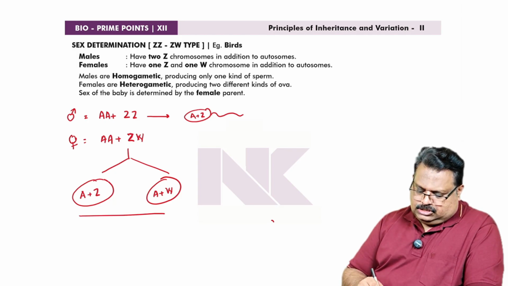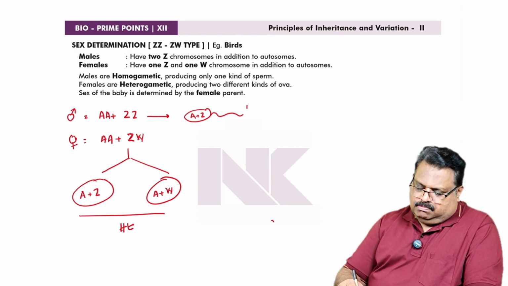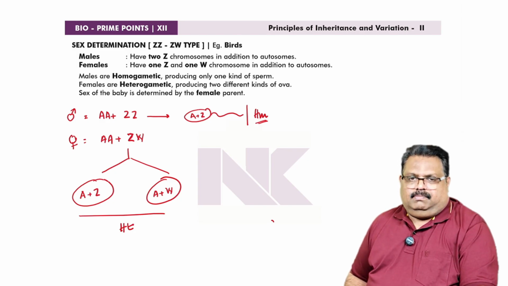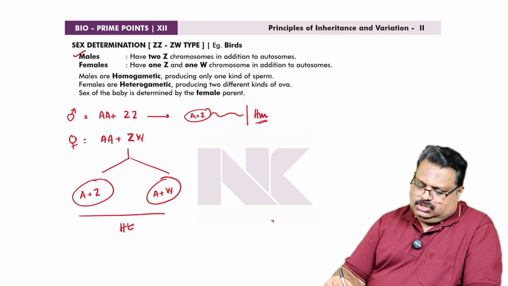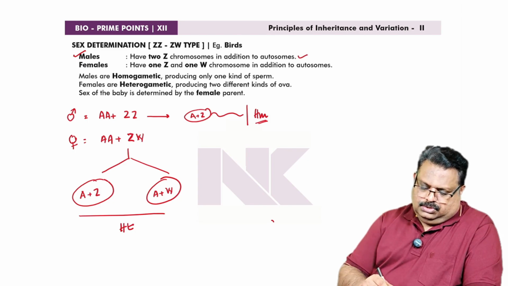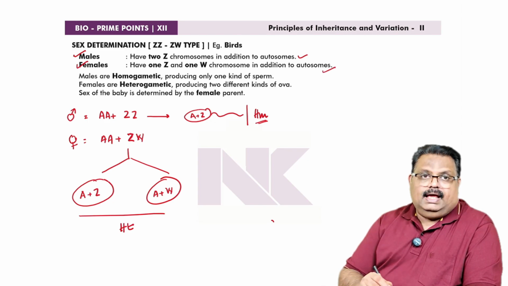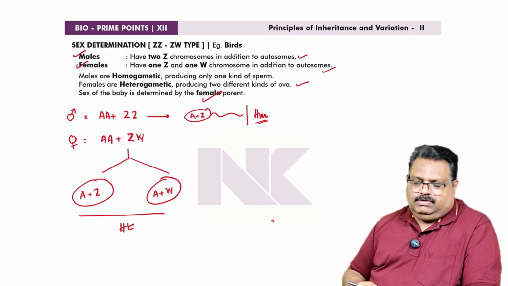Here, the female is considered to be heterogametic, as 2 types of ova are produced, whereas the male is considered to be homogametic. We already studied that the sex of the baby is determined by the heterogametic parent. So in the case of birds, the sex of the baby is actually influenced by the female parent. The males have 2 Z chromosomes in addition to autosomes. The females have 1 Z chromosome and 1 W chromosome. So males are homogametic, females are heterogametic. The sex of the baby is determined by the female parent.